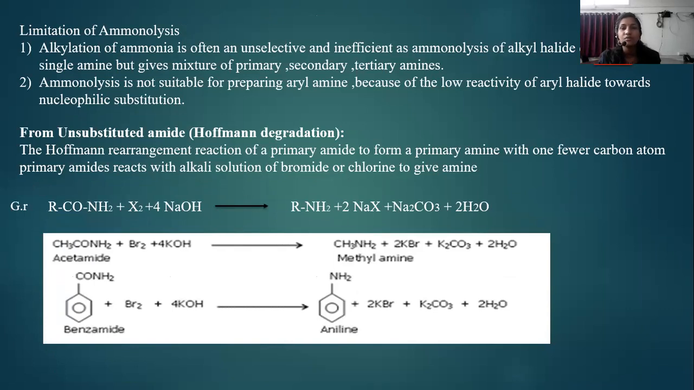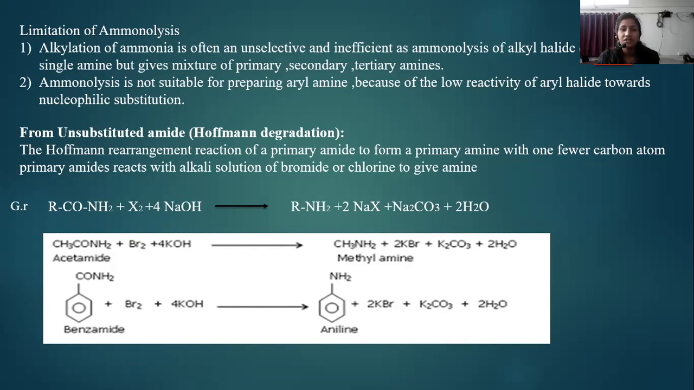First, the alkylation of ammonia is often unselective and inefficient. Aminolysis of alkyl halide does not give a single amine, but gives a mixture of primary, secondary, and tertiary amines. Also, the second limitation is that aminolysis is not suitable for preparing aryl amine because of the low reactivity of aryl halide in nucleophilic substitution. This is the first reaction. Now we move to the second reaction for the unsubstituted amide, that is the Hofmann degradation or Hofmann reaction.